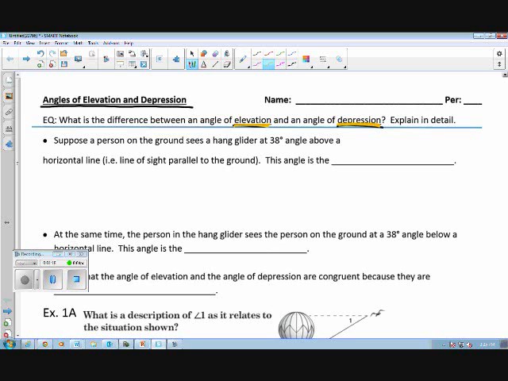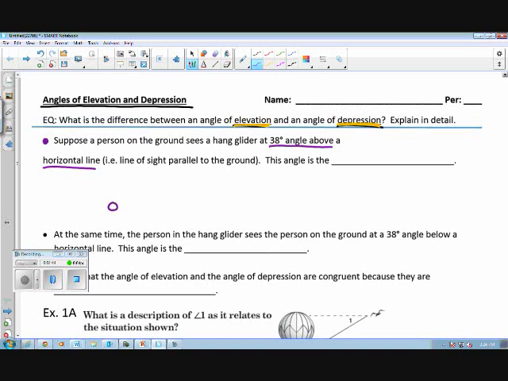Okay, so we're going to talk about the differences and fill in the blank. This first bullet point: suppose a person on the ground sees a hang glider at a 38 degree angle above a horizontal line, i.e. the line of sight parallel to the ground. This angle is the blank. Well, let's draw a quick little picture so we can picture what's going on.